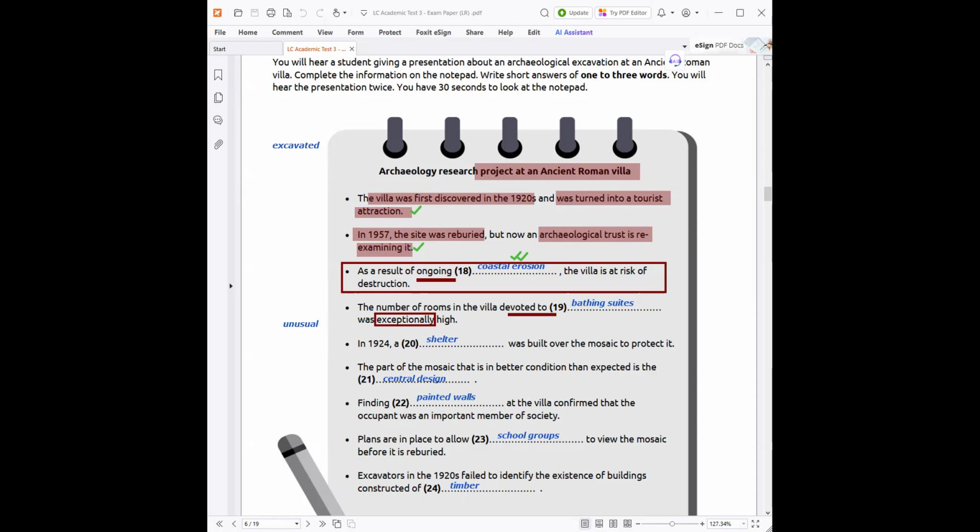Right? It's suites. Pronunciation is suites. Suites is a kind of a room, a luxury room in hotels. You must have read it, right? If you have ever visited a hotel. It is written like this, but it is pronounced as suite. So bathing suites he's talking about. It is unusual for a villa as well to have two entire bathing suites. So number of rooms in a villa devoted to bathing suites was exceptionally high.